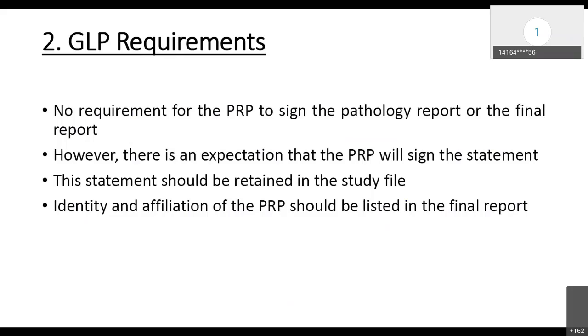There is no requirement for peer review pathologists to sign the final report, but there is an expectation from OECD that peer review pathologists should sign a statement, and the statement should be retained within the study plan, and that will help us to prove the identity and affiliation of peer review pathologists. In the final report, there is no need for a statement from peer review pathologists, but the name, that is, the identity and affiliation of peer review pathologists, should be reported. Next one, please.